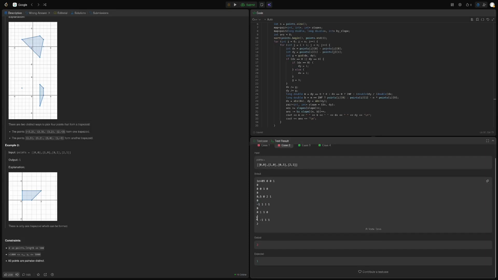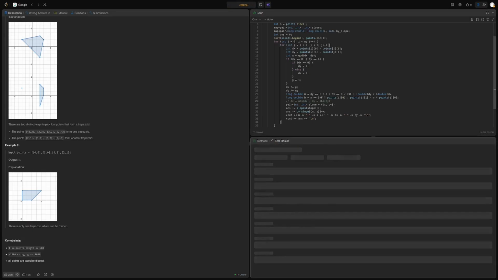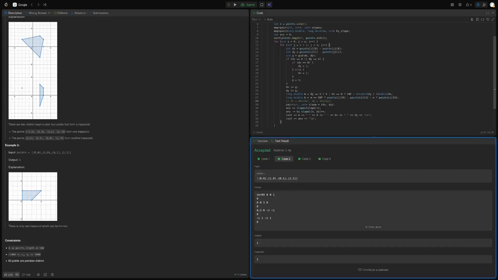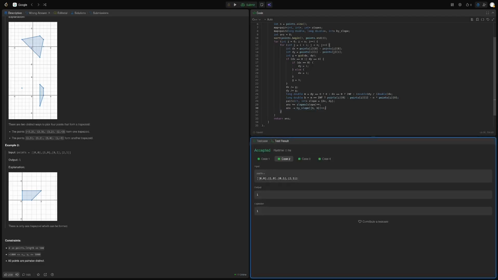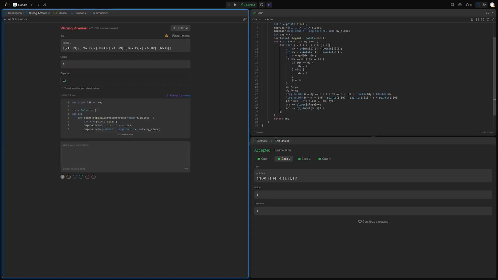MB, one more option. But okay, if I remove this, okay, now it passes. Okay, slopes, this should pass now, maybe. Okay, almost.